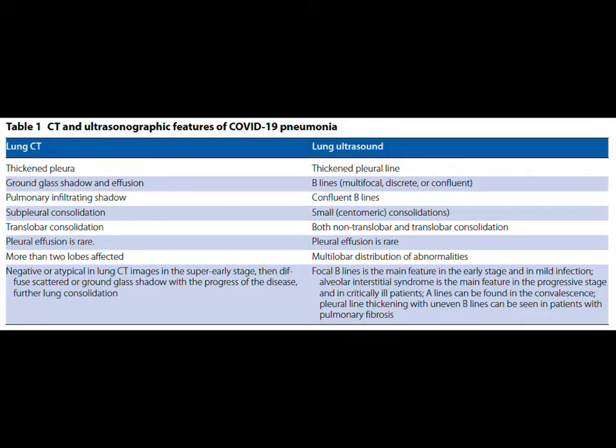Each of these changes you will see on the CT, they all have their own corresponding changes in the lung ultrasound as well. So like one example, ground glass opacities, usually those come up as B lines on your lung ultrasound.